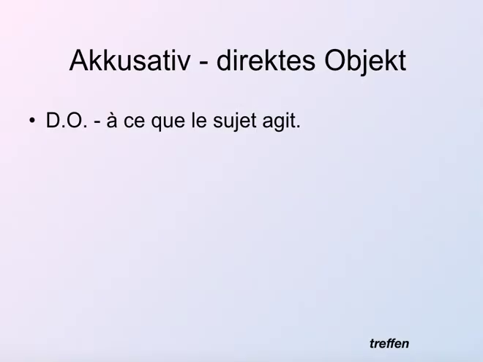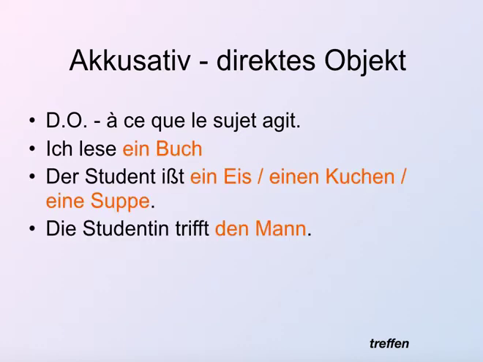Now what is the accusative or the direct object? Well, a direct object is always that upon which the subject is acting. Let me give you some examples. I read a book. Ich lese ein Buch. So I'm the subject doing the reading, but what am I reading? A book. I'm acting the performance of reading upon the book.